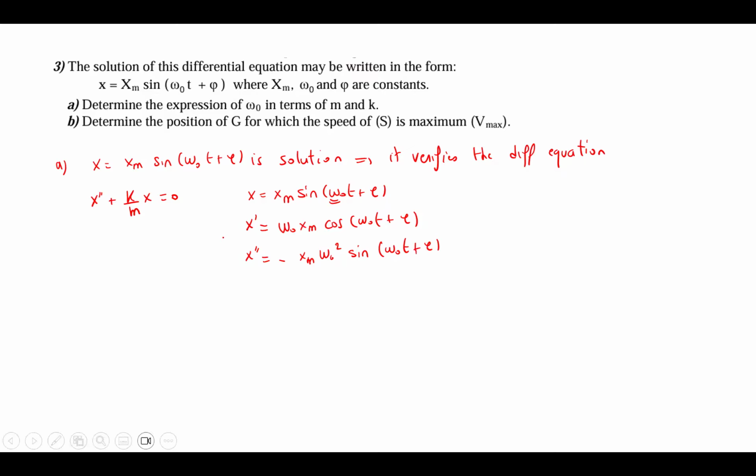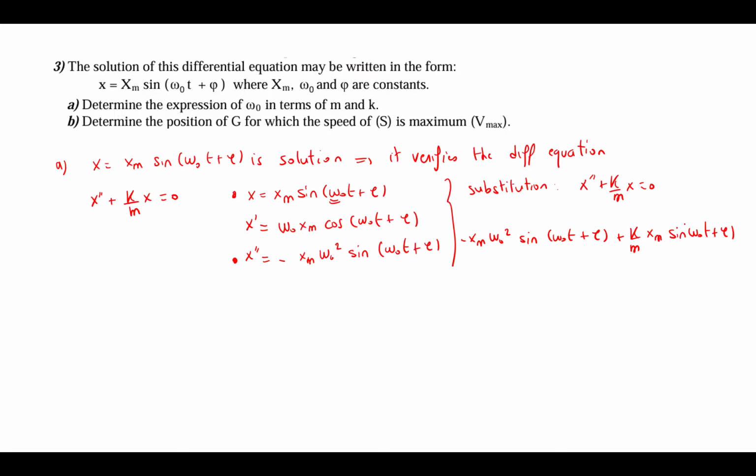Now we have x. We have x double prime. Now we can do the substitution. So let's substitute in the differential equation. So this was the differential equation. And we'll do now a substitution. Minus xm omega 0 square sine omega 0 t plus phi plus k over m xm sine omega 0 t plus phi, which is equal to 0.